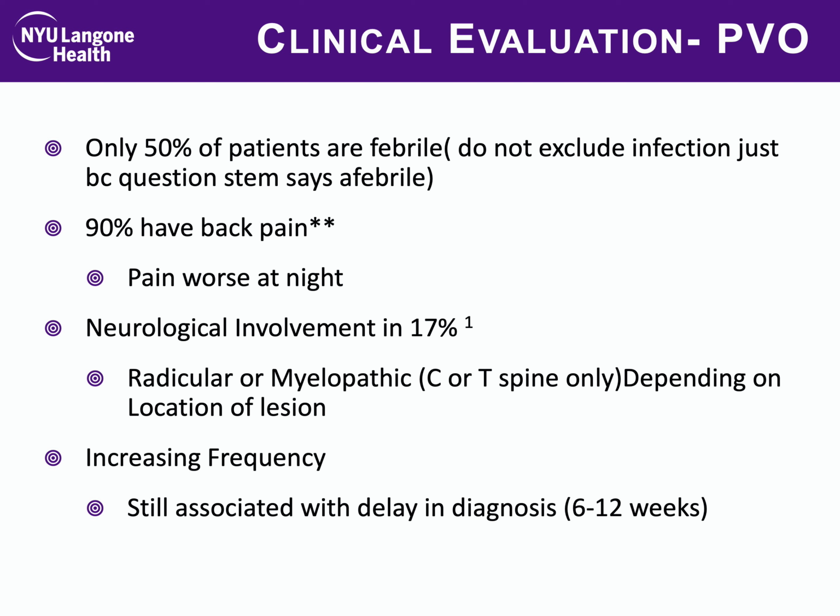So how do these patients present? Only 50% of them are going to be febrile. So that means that 50% of them are not. So you shouldn't exclude infection just because the stem gives you an afebrile patient. 90% of these patients are going to have back pain. And the back pain can be without activity at first, and as it progresses, the pain can be worsened with activity. And this is particularly when significant bone loss and deformity has occurred. The pain can be worse at night. There's neurological involvement in 17% of the patients. That can be radicular or myelopathic. It's increasing in frequency, but still associated with a delay in diagnosis for about 6 to 12 weeks.